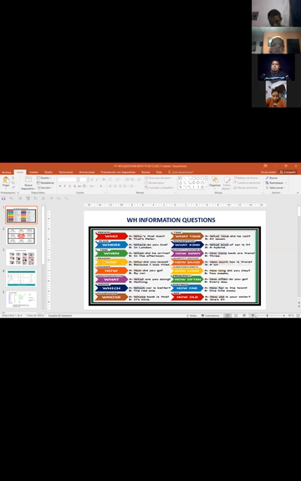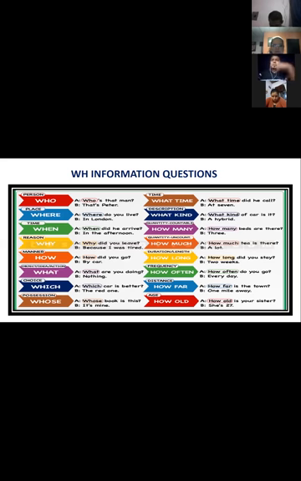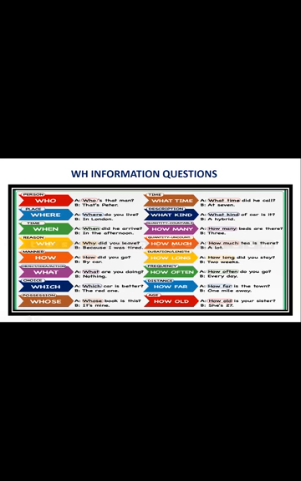Se llaman preguntas para información or WH questions because if you see, they start with a WH word. Ya más o menos las hemos visto, ¿verdad? Las hemos conocido, pero ahora nos vamos a enfocar un poquito en la primera parte de la clase en esto. Se llaman WH questions or information questions because they require that you give more information, not only yes or no, ¿verdad? Information questions porque cuando nos preguntan, usando estas palabras, tenemos que dar más información. You have to provide more information, not only yes or no.